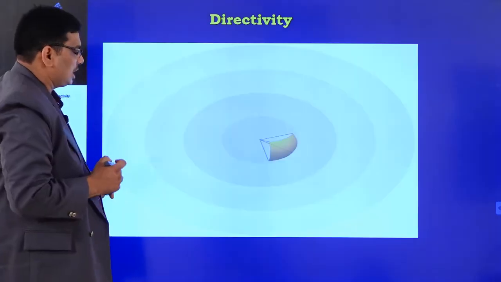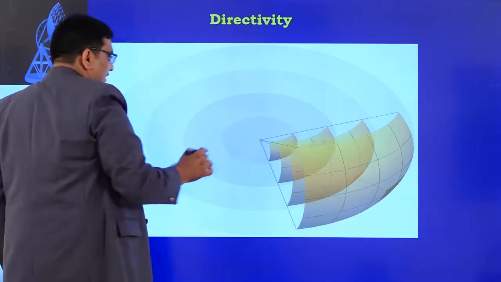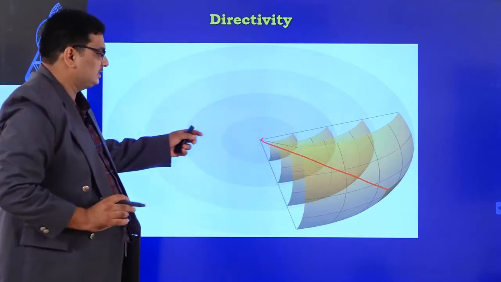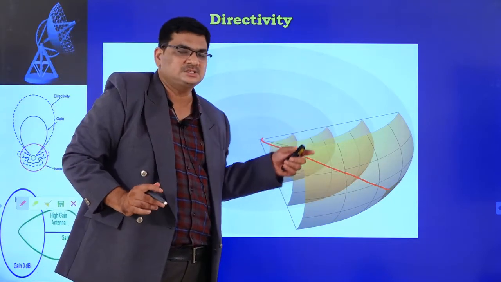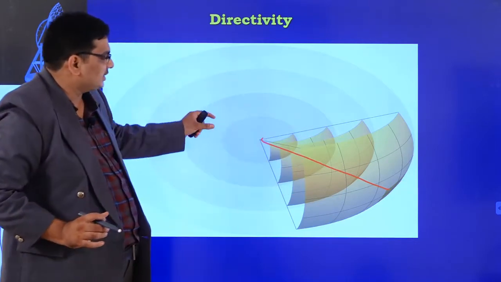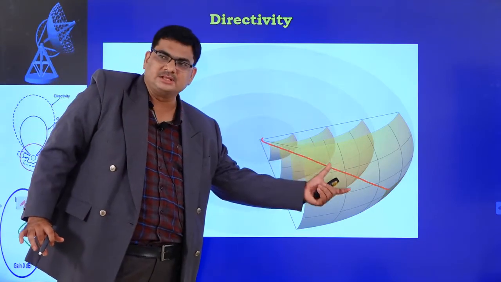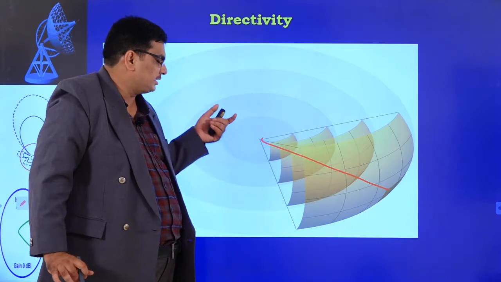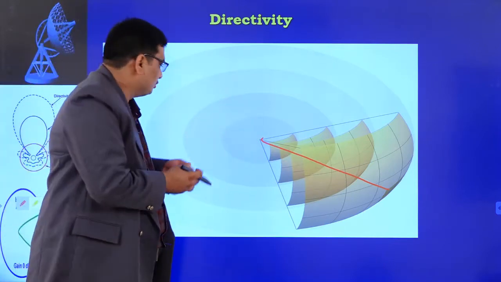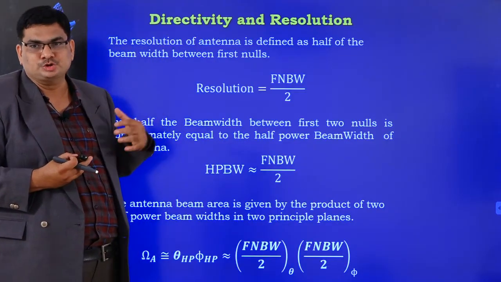How will directivity be? Suppose you are at the center, and your antenna is radiating in a particular direction. For far away distances, we are calculating our radiation. So our concentration is in this particular direction only. In this direction, your directivity is very good, which means you can use the antenna for whatever purpose you are using. And what is the relation between directivity and resolution?